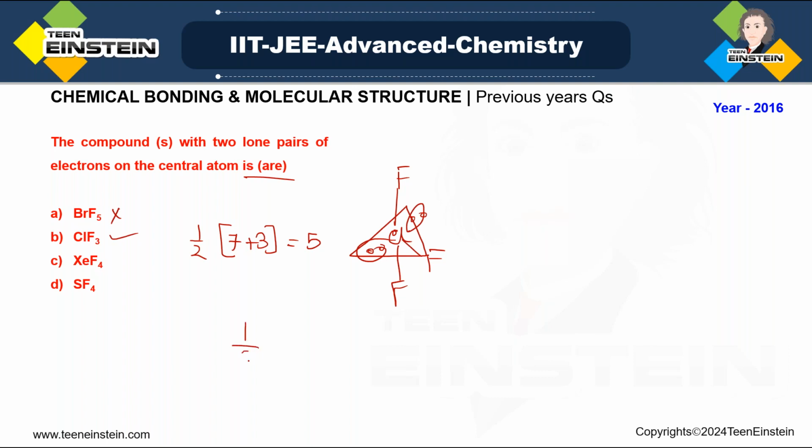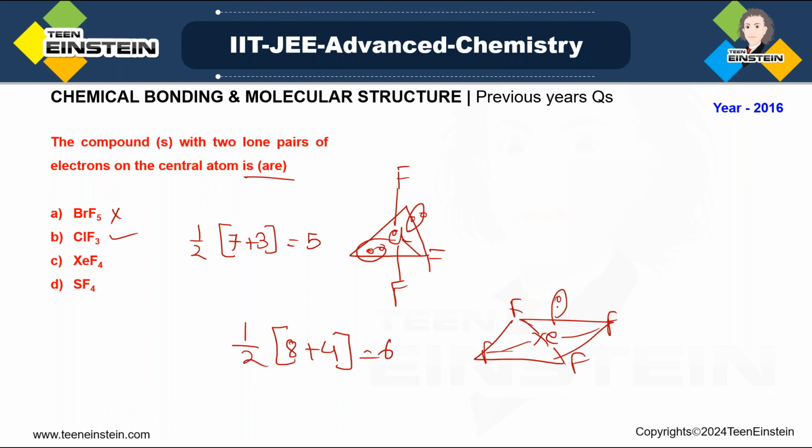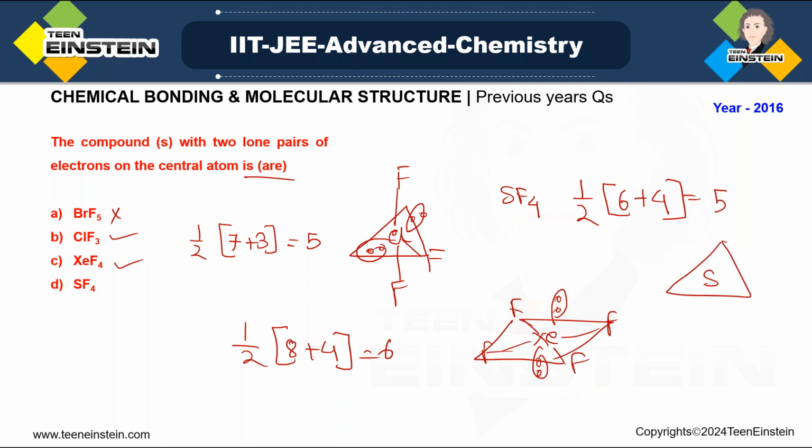Then what about XeF4? Steric number is (8 plus 4) by 2, it is 6. That means octahedral should be its structure, but you have only 4 fluorines. So in the rest of the 2 positions there must be lone pairs. This is also our correct option. What about SF4? For SF4 steric number, sulfur is 6, plus 4 fluorines, so you are getting 5. That means it should be TBP. But all the 5 positions, we cannot place fluorine. So one position must be a lone pair. So there is actually one lone pair. This is not correct. The middle two options, that is B and C, these two are the correct options. Okay.